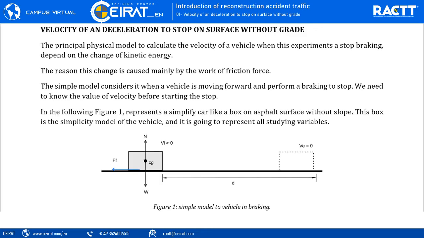The principal physical model to calculate the velocity of a vehicle when it experiences a stop braking depends on the change of kinetic energy. The reason for this change is caused mainly by the work of friction force. The simple model considers a vehicle moving forward and performing a braking to stop. We need to know the value of velocity before starting the stop.